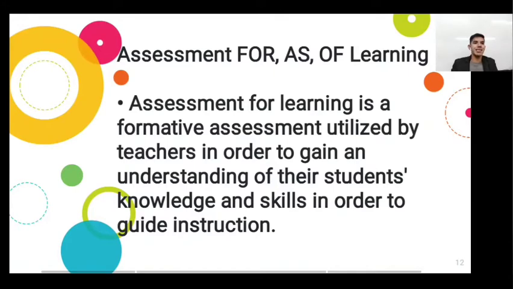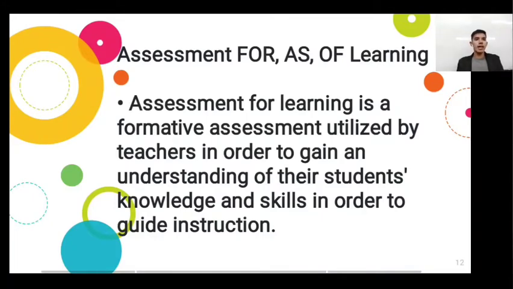Let's discuss the assessment for learning, assessment as learning, and assessment of learning. Okay. Let's start with the assessment for learning. Lagi mong tatandaan kapag assessment for learning, for formative assessment. So, the teacher utilized formative assessment in order to gain an understanding of their students' knowledge and skills in order to guide instruction. So, yung assessment for learning happens before and during the discussion.